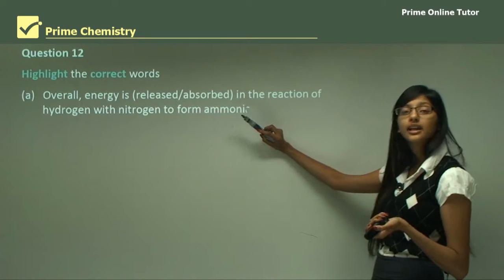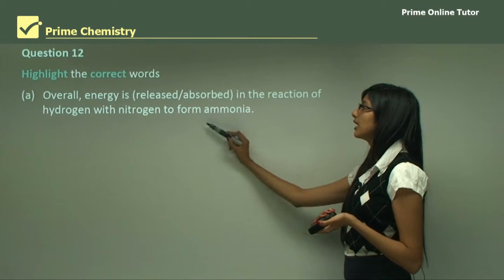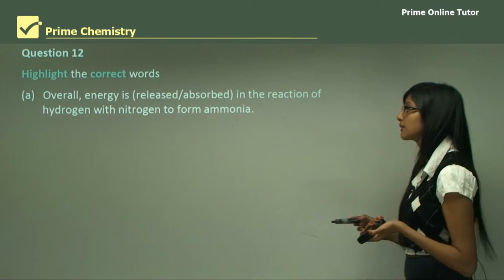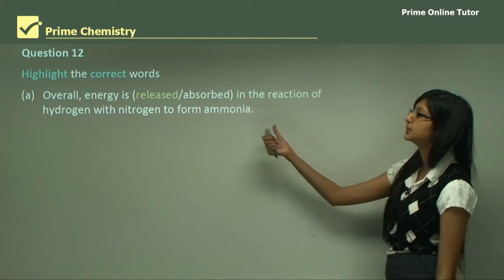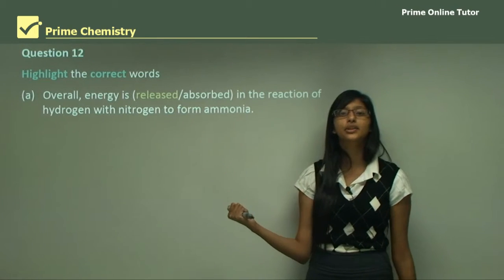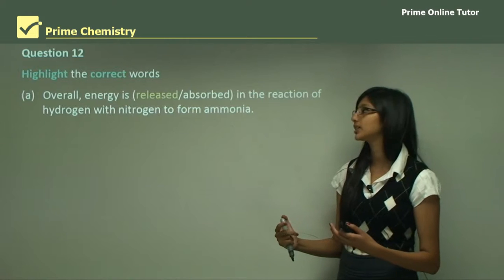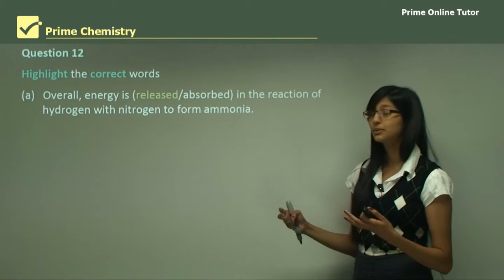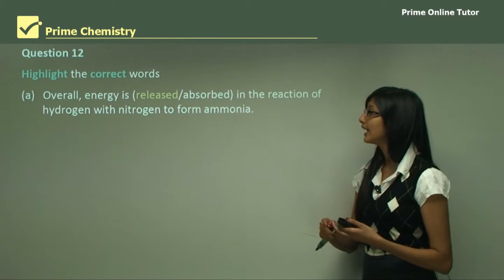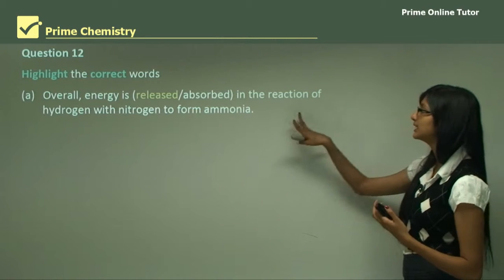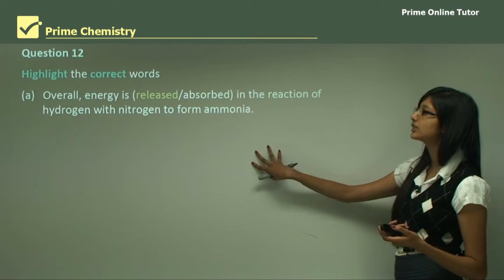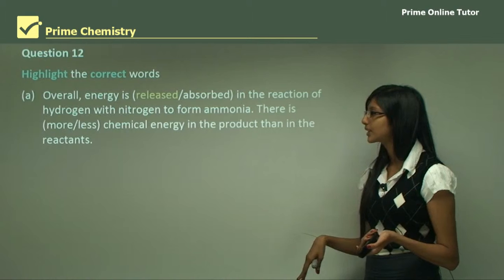So we know that the reaction of ammonia is an exothermic process. Hence our answer will be released, because in an exothermic process we release energy. Hence the overall energy is released in the reaction of hydrogen with nitrogen to form ammonia.